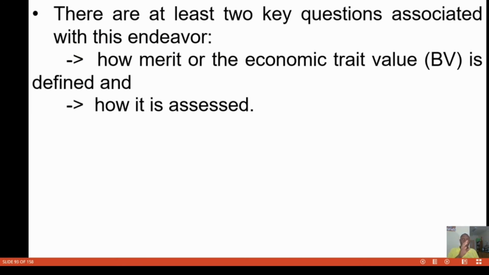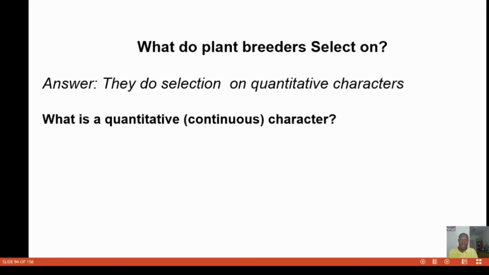So at this point here, there are at least two key questions associated with the breeder's endeavor in a breeding program: how merit or the economic trait value is defined and how it is assessed. Remember, we cannot have variation and we cannot have variance unless we have a quantitative character that is varying. And so we said that a quantitative character is a continuous character.